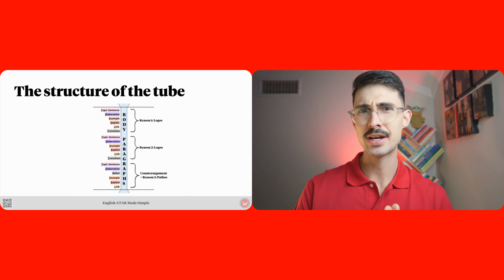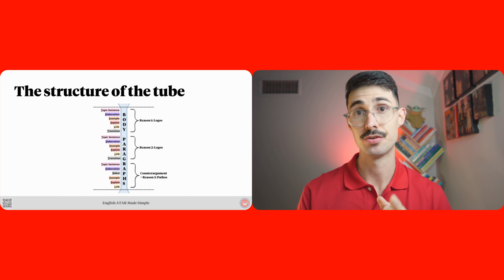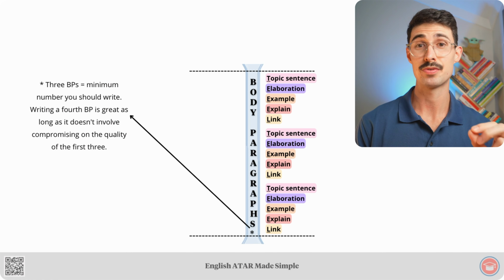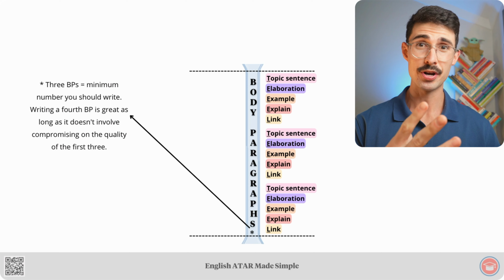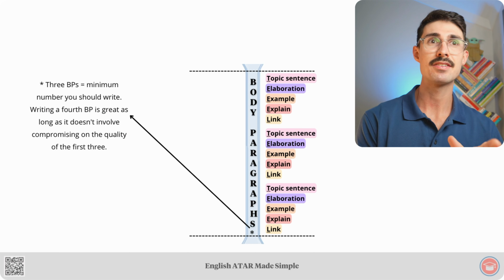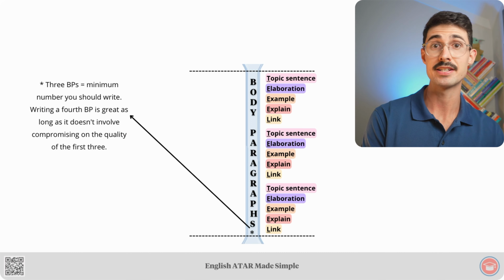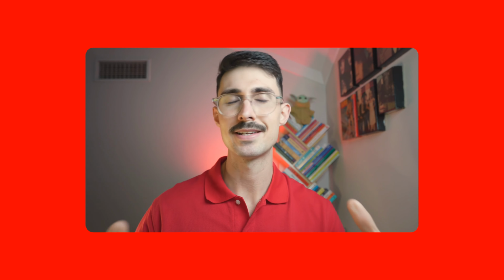Before we move on, a quick note about how many body paragraphs you should write. In module 4, I said that 3 body paragraphs is the minimum number of body paragraphs you should write in your responding section essay. Writing a 4th body paragraph is great as long as writing that 4th body paragraph doesn't compromise on the quality of writing the first 3. I suggest aiming for 4 in the responding section because it's worth 40% of your exam. And as we'll see in Module 6, I recommend you spend a little bit longer than 60 minutes on your responding section response. Why am I saying all of this?